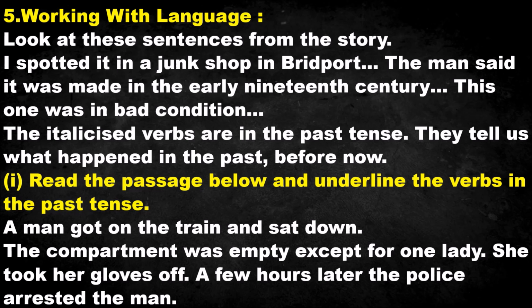Now here is a small task. Read the passage below and underline the verbs in the past tense. For example, a man got on the train and sat down. The compartment was empty except for one lady. She took her gloves off. A few hours later, the police arrested the man. So now ask the students to underline the verbs in the past tense. For example, got and sat, was, took, arrested.